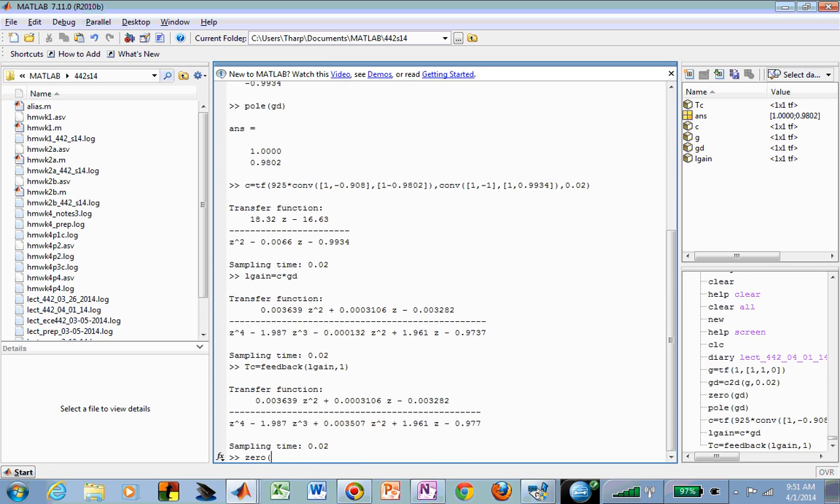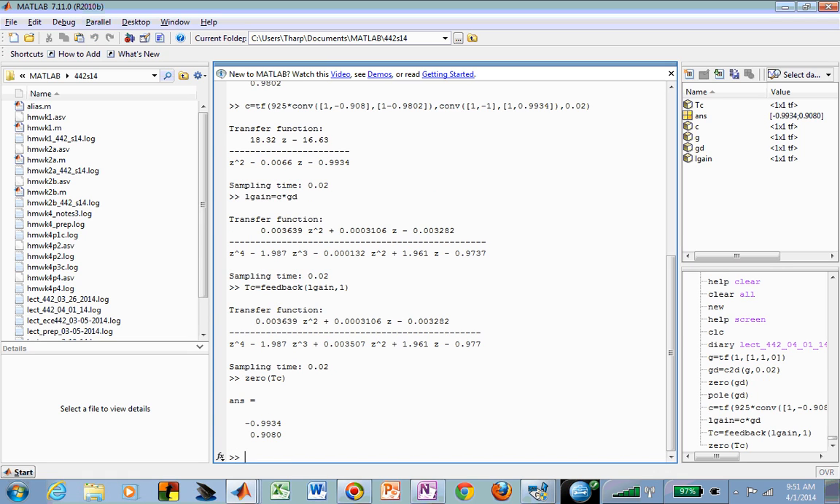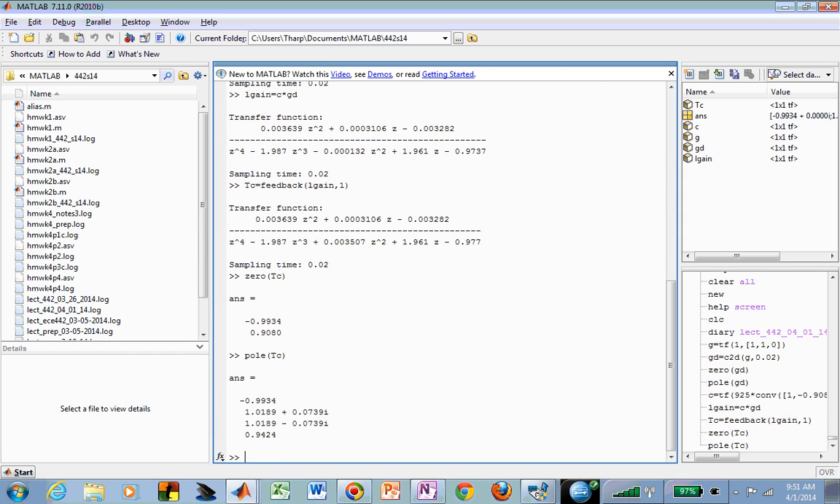If I look at the zeros of TC, and if I look at the poles of TC, now what am I missing here?